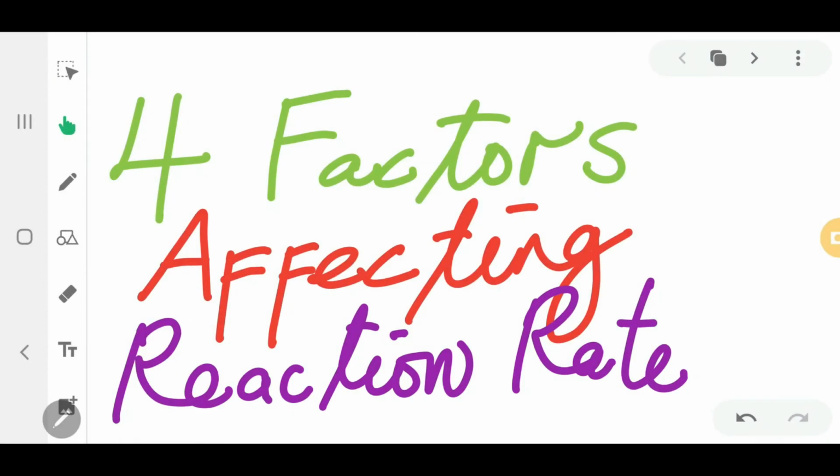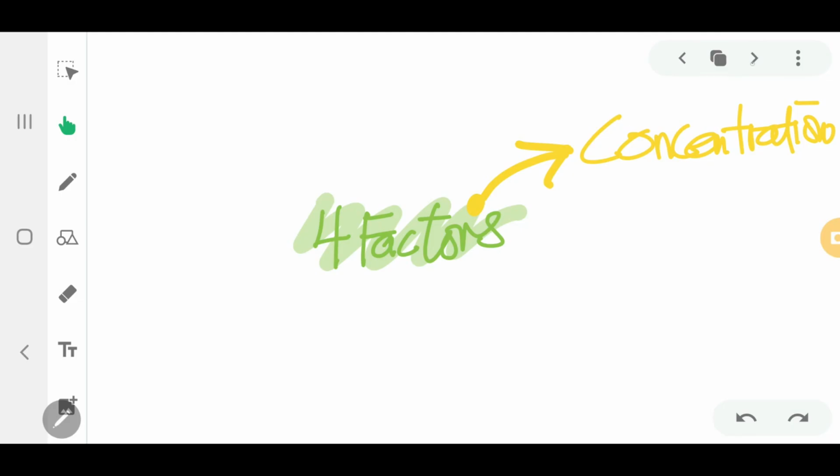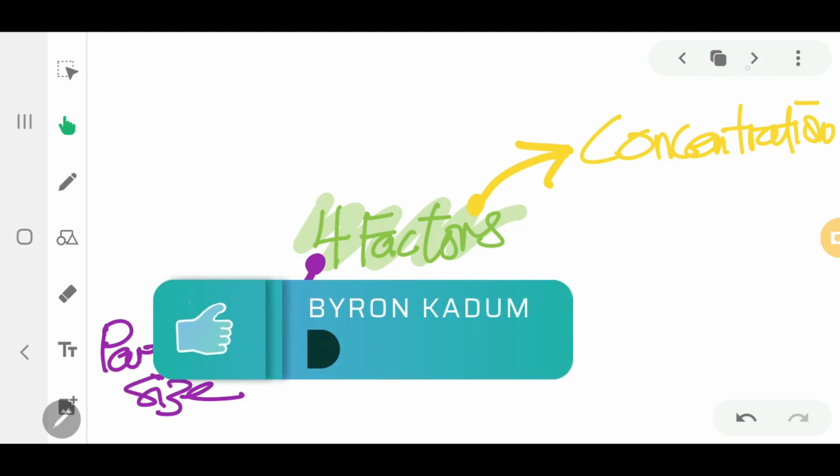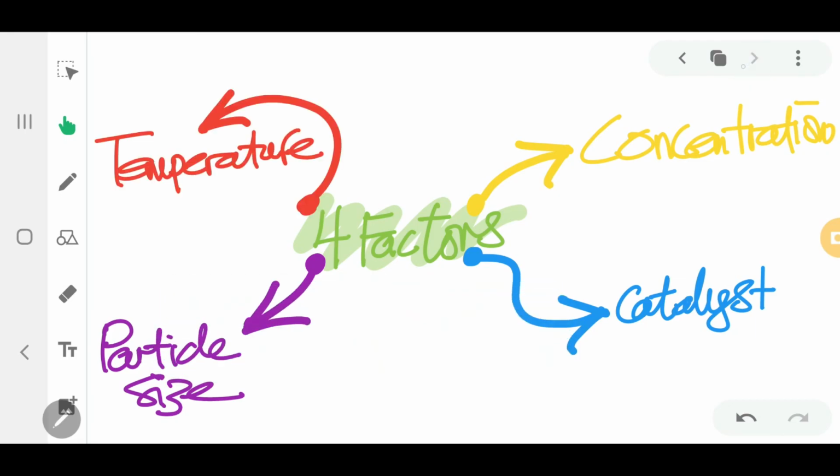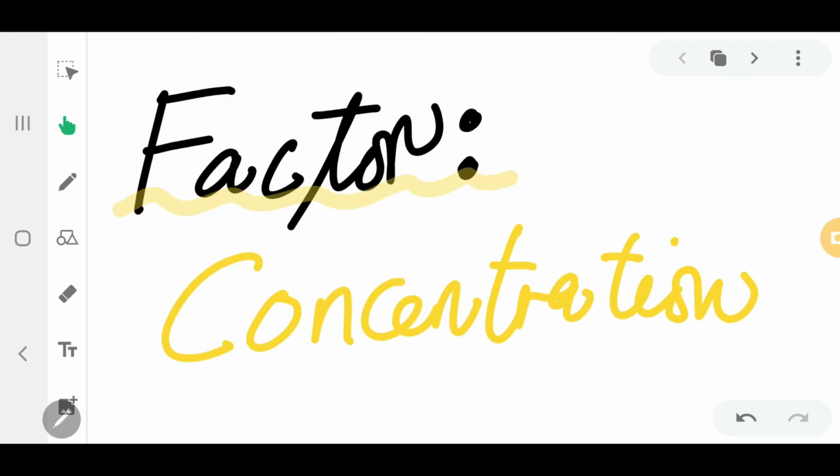There are four factors affecting reaction rate. Number 1, concentration. Number 2, particle size. The third one is catalyst. And the fourth factor is temperature. In this video, we're going to look at the factor of concentration.